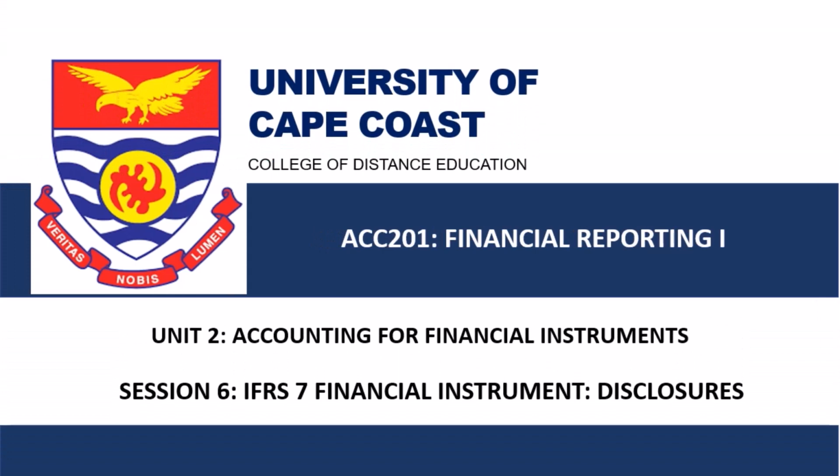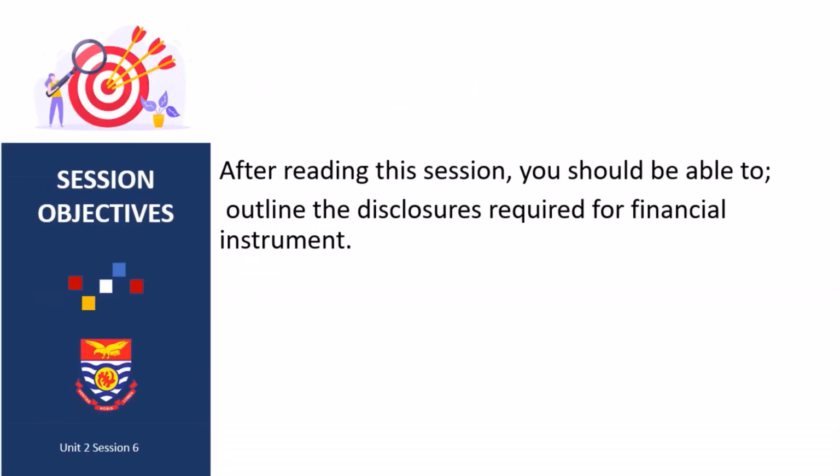You are welcome to session 6, the last session for Unit 2, Accounting for Financial Instruments. In this session, we'll be looking at IFRS 7, Financial Instrument Disclosures. At the end of this session, you should be able to outline the disclosures required for financial instruments.